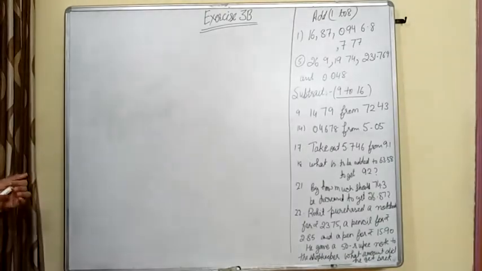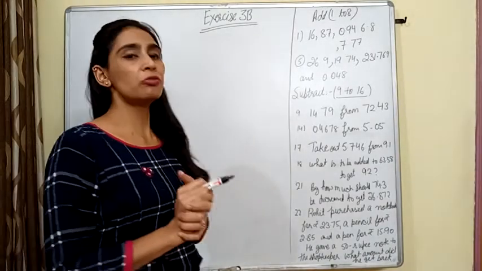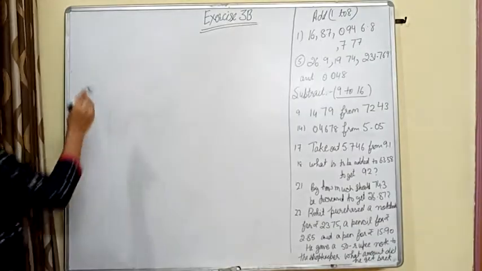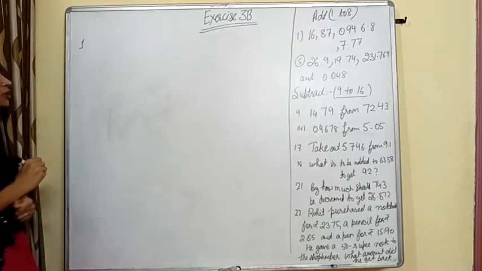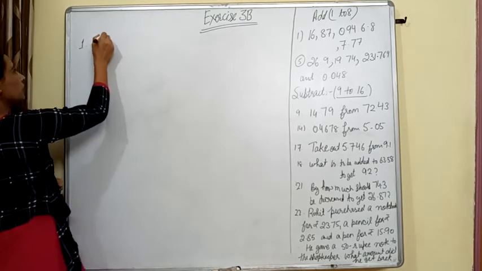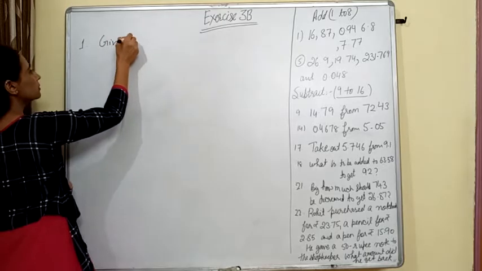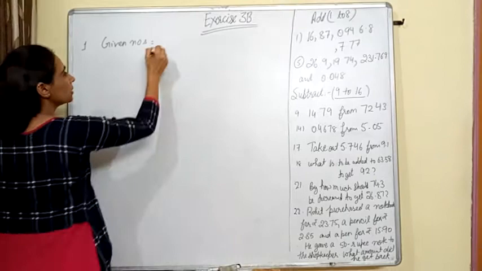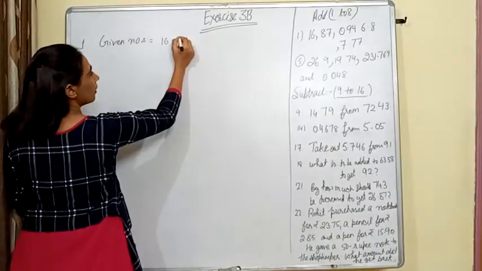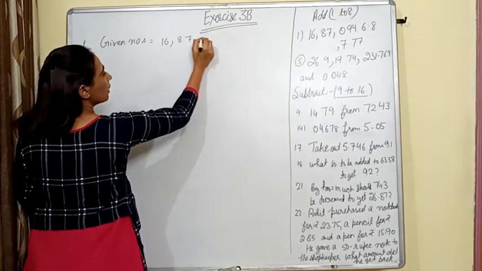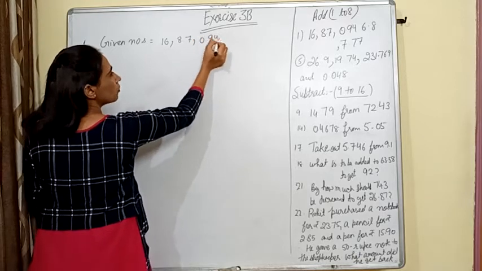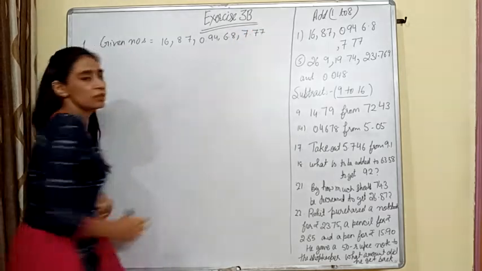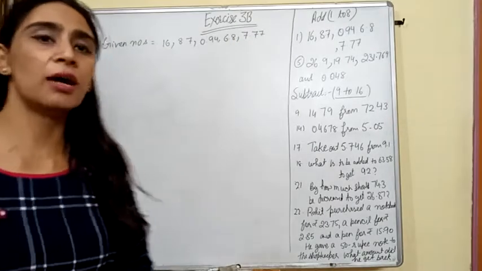Question number 1. Questions number 1 to 8 are all the same, we have to add them. Okay, so question number 1. In question number 1, add what is given. First we will write the given numbers. What are the given numbers here? The given numbers are 16, 8.7, 0.94, 6.8, 7.77. Okay, these are the given decimal numbers, we have to add them.